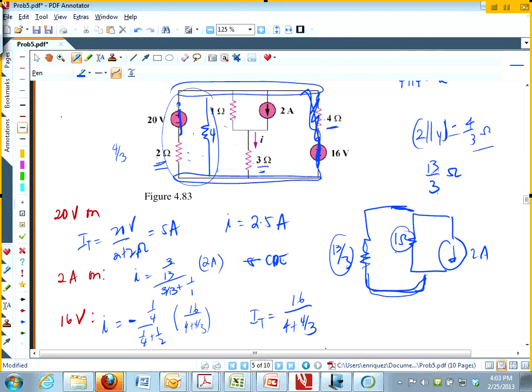Okay. It's algebraically, because this one here is actually positive. The contribution coming from the 20 volt is downward. The contribution coming from the 2 amp is downward. The contribution coming from the 16 volts is actually upward. That's why I put a negative here. So add them with their signs. That would be the net current. So, okay. Do you understand the general principle behind superposition?